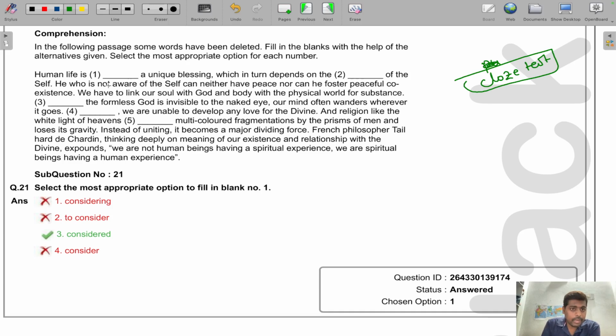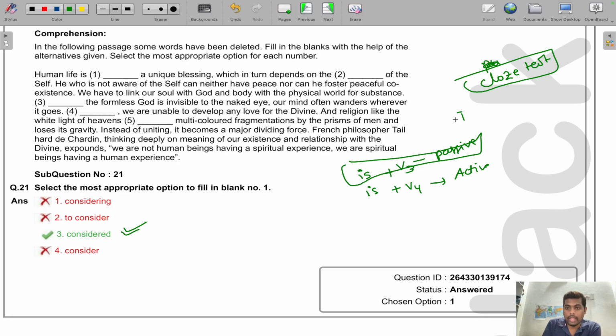Now, human life is dash a unique blessing. Guys, if you see here, human life is, the answer after "is": if it is active voice it will be V4, if it is passive voice, after "is", it will be V3. So if you see here, human life is considered, only we need to use that, because human life is not the subject acting, it is actually the recipient. So definitely human life is considered is the most appropriate, because you need to tell in passive voice only.